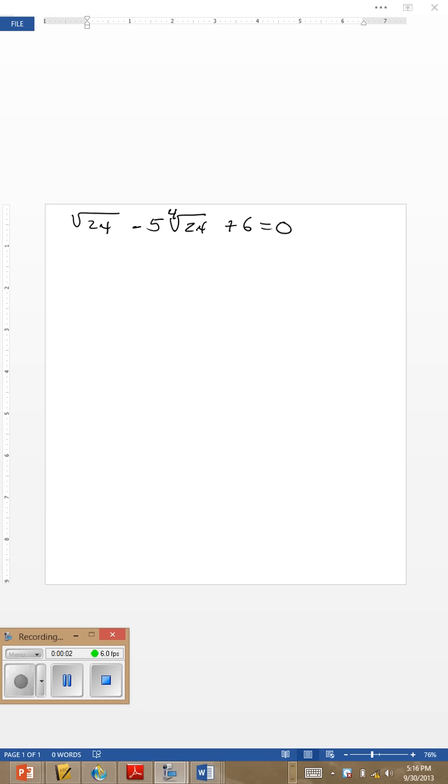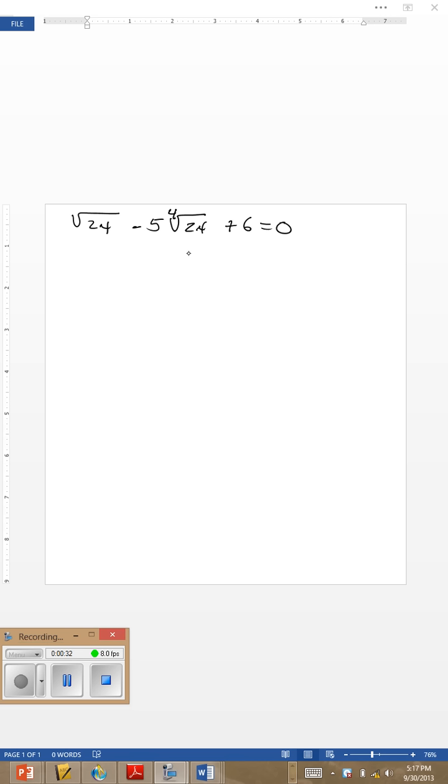Now let's examine this problem. This problem reads: square root of 2x minus 5 times the fourth root of 2x plus 6 equals 0. Again, this should be a quasi-quadratic equation because with a suitable substitution we should be able to turn this into a quadratic expression. Now, the thing is, you probably don't like this fourth root, okay?